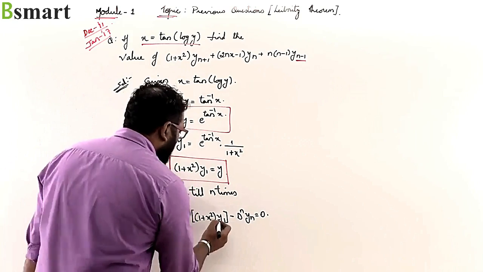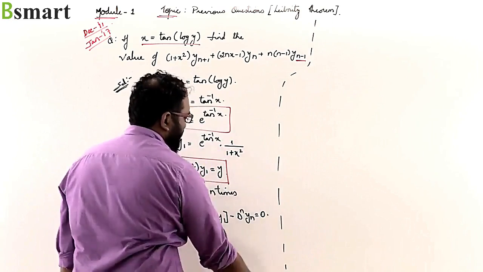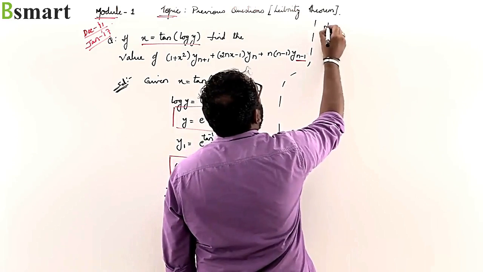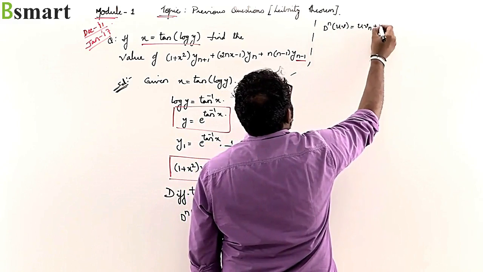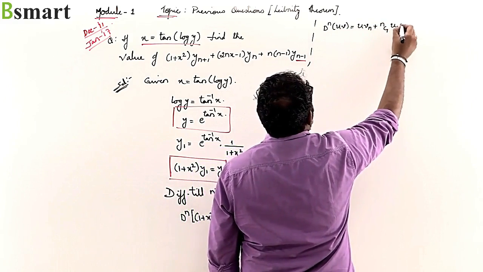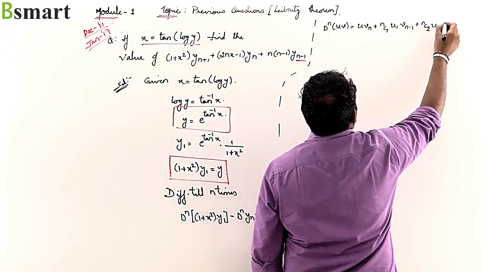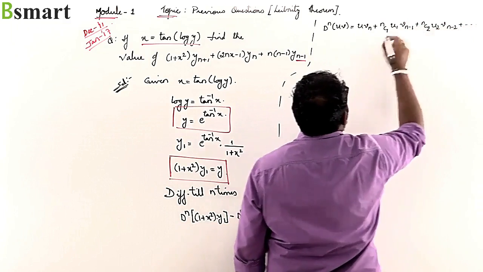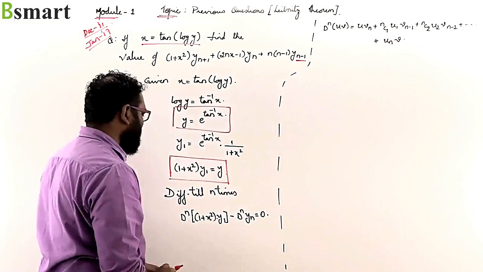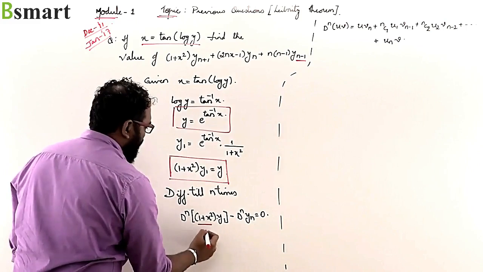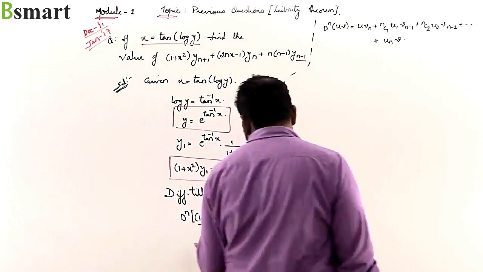Now, as here we have a product of two functions, we will apply the Leibniz theorem. What is the Leibniz theorem? d to the power n of uv is equal to u into vn plus nC1 into u1 into vn minus 1 plus nC2 into u2 into vn minus 2 plus and so on plus un into v. So let us consider 1 plus x square as u and y1 as v. Now we will apply the Leibniz theorem for this term.